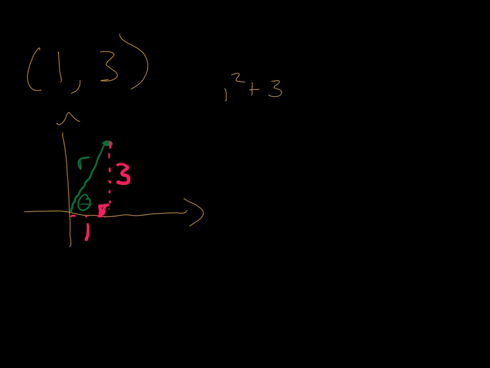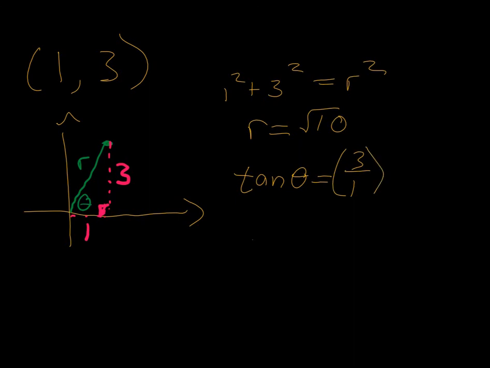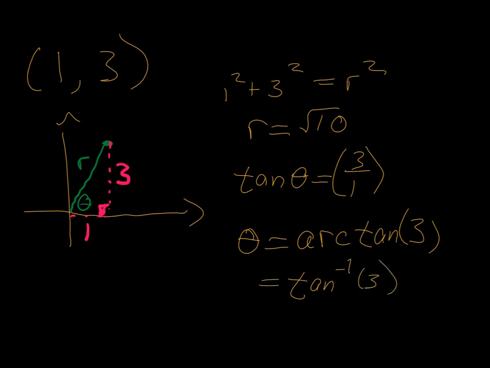1 squared plus 3 squared equals r squared. r will end up being, that's right, square root of 10. And then as far as theta goes, we can use any trig function to find theta. In this case, my triangle is set up nicely, so if I found the tangent of theta, that would be 3 over 1, opposite leg over adjacent leg. So what's the notation for theta then? Well, that's right. We would use inverse tangent or arctangent of 3 over 1. Or you can call that inverse tangent if you prefer that notation.